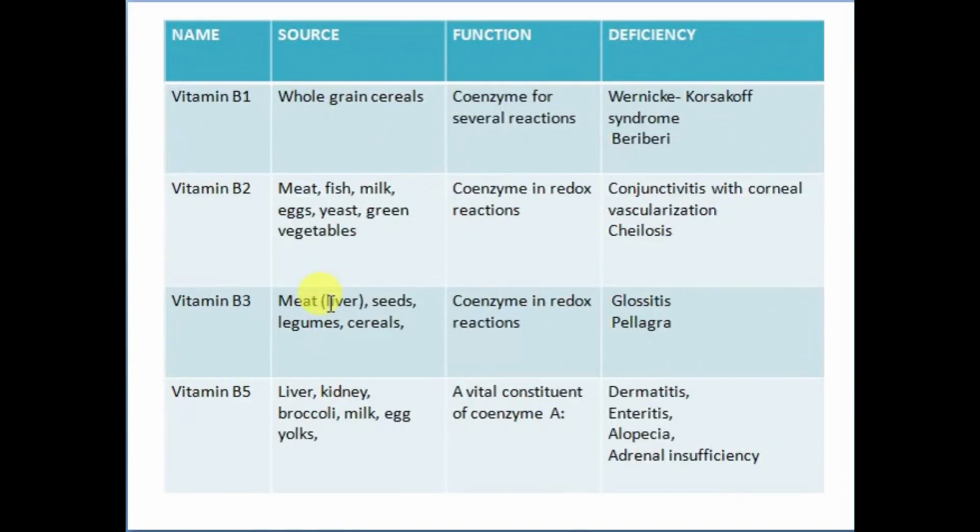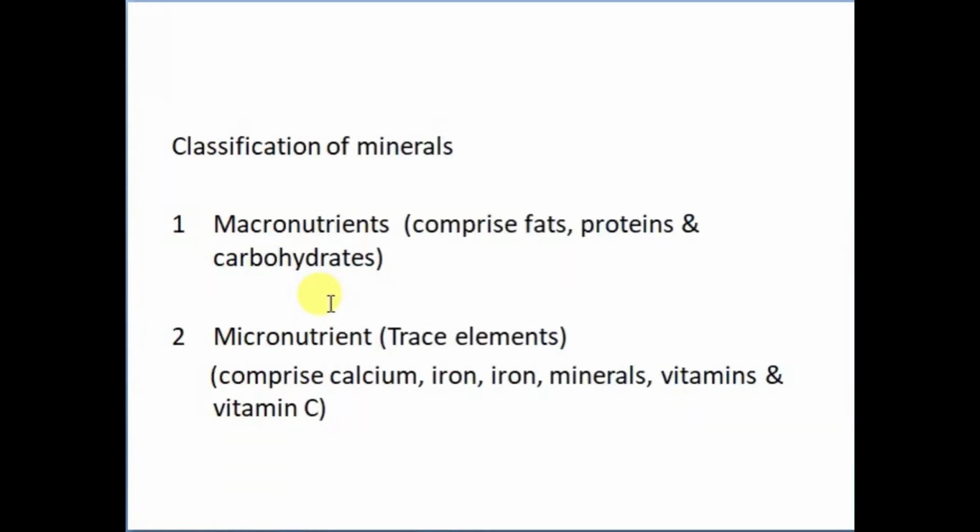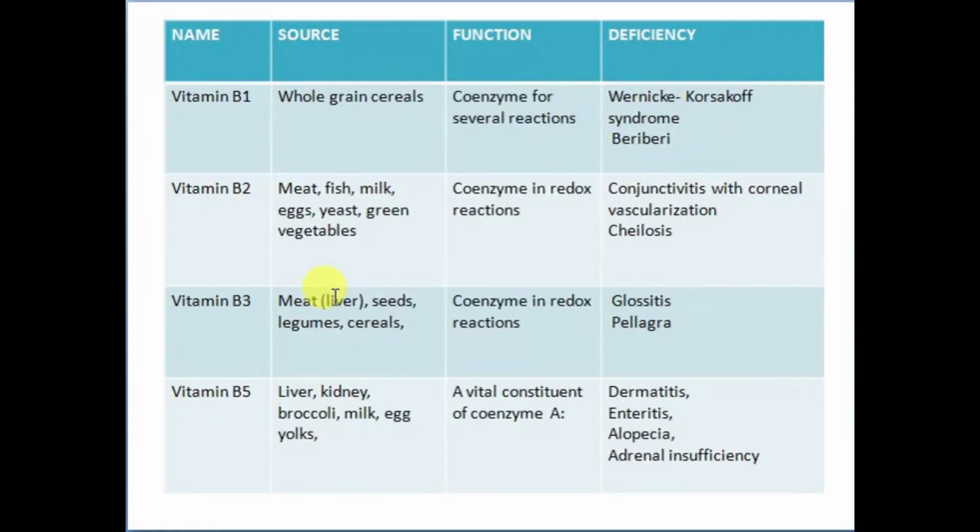So if we discuss vitamin B, vitamin B1, okay, these are the sources, and the function is that they function as coenzymes for several reactions, and these are the diseases. So beriberi is one of the important diseases, that has been asked in lots of papers. So beriberi is caused because of the deficiency of vitamin B1.